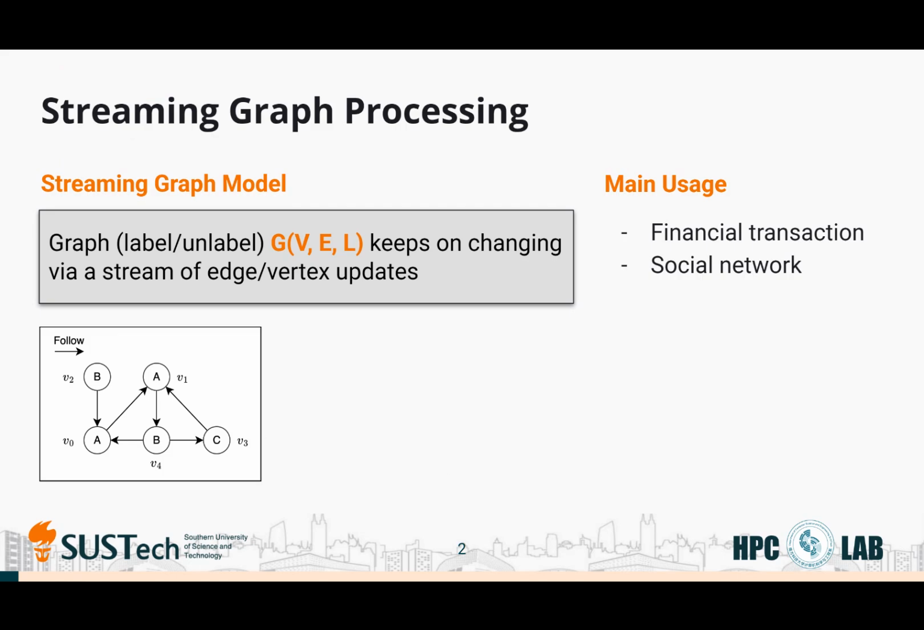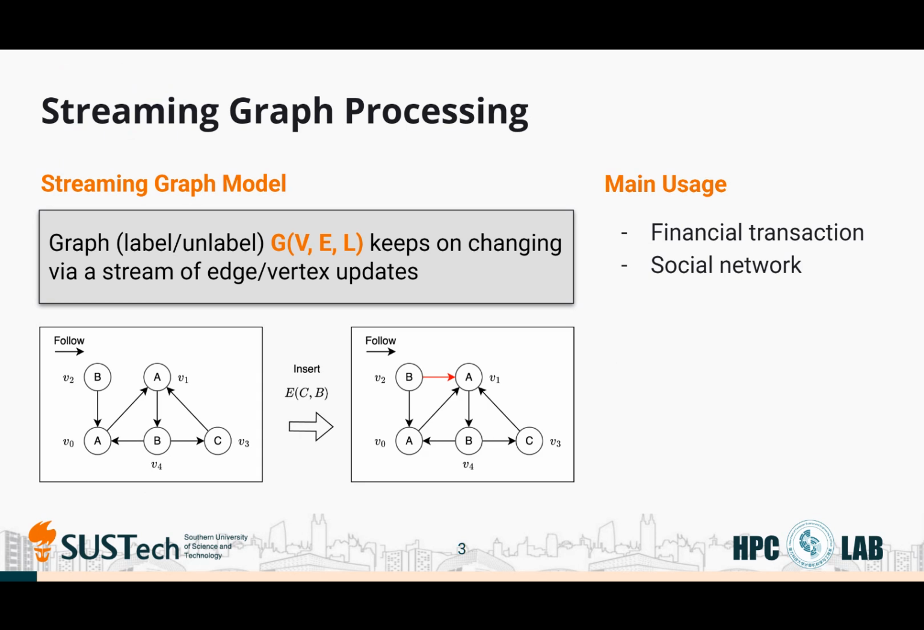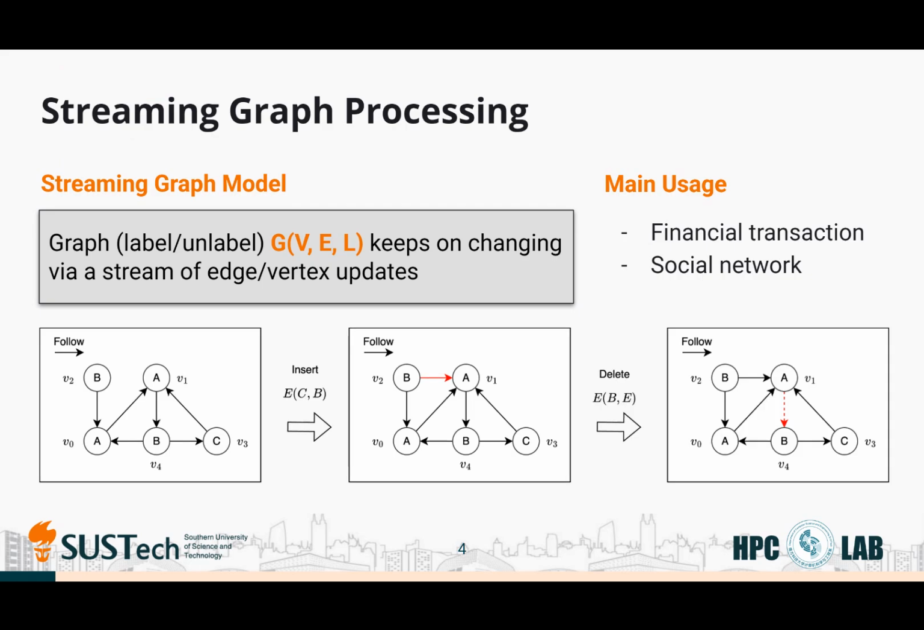For example, the following figure is a graph model that shows simple relationships between users. They are following relationships, and here the letters A, B, C denote the labels of the vertices, or users. Now, if some users start to follow others, in the graph model we just insert new edges representing the following relationship, and a delete means an unfollow relationship.